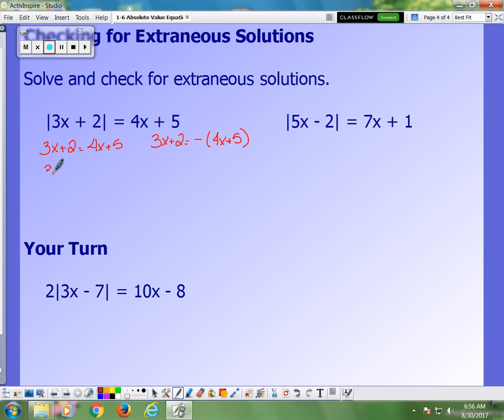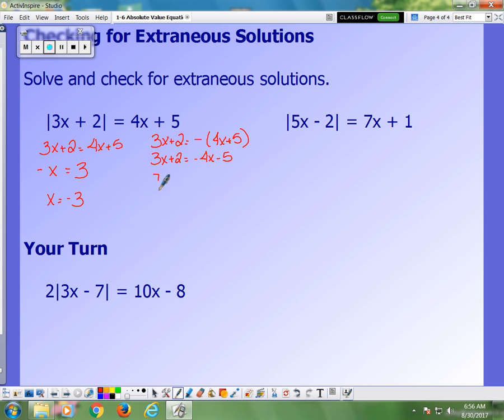So I'm going to subtract the 4x, so I get a negative x here. I'm going to subtract the 2, so I get a 3. I divide by -1, and I get a -3. Over here on the second equation, I have to distribute that negative through. And now I'm going to solve.